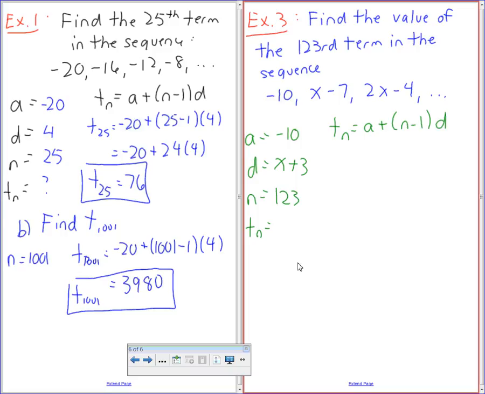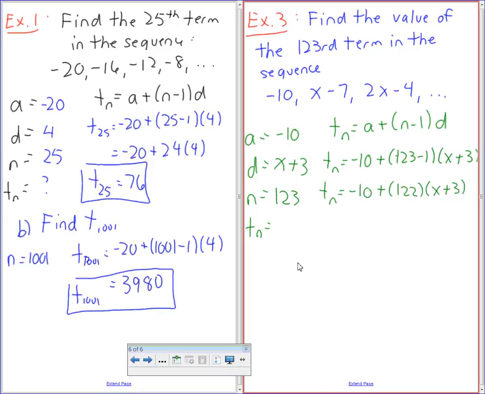So, Marissa, can you be brave and tell me what to write next? Tn equals negative 10 bracket x plus 3 minus 1. Oh, careful, because your n is 123, your number of terms. So let's keep solving here. I'm going to say that Tn is equal to negative 10 plus 122 times x plus 3.